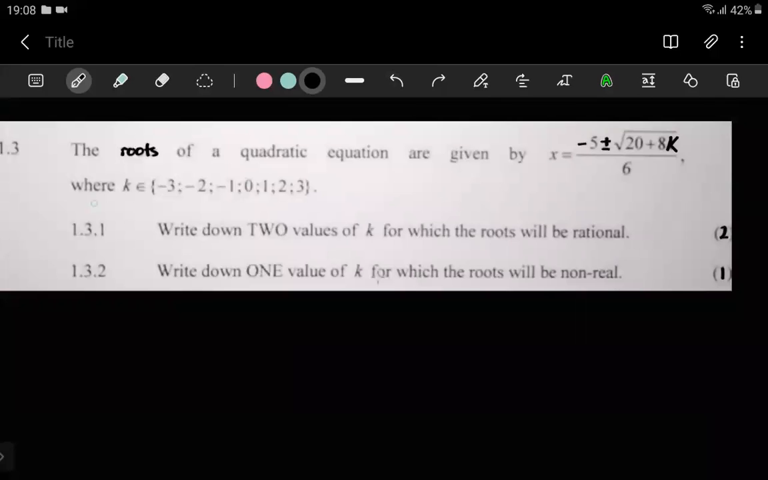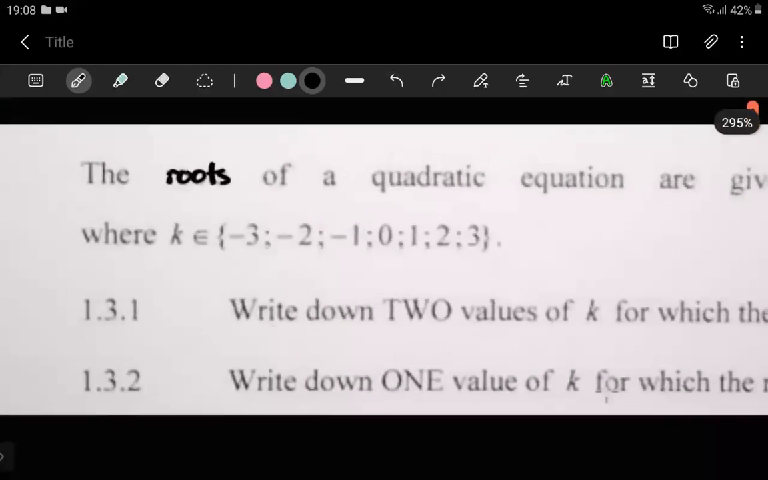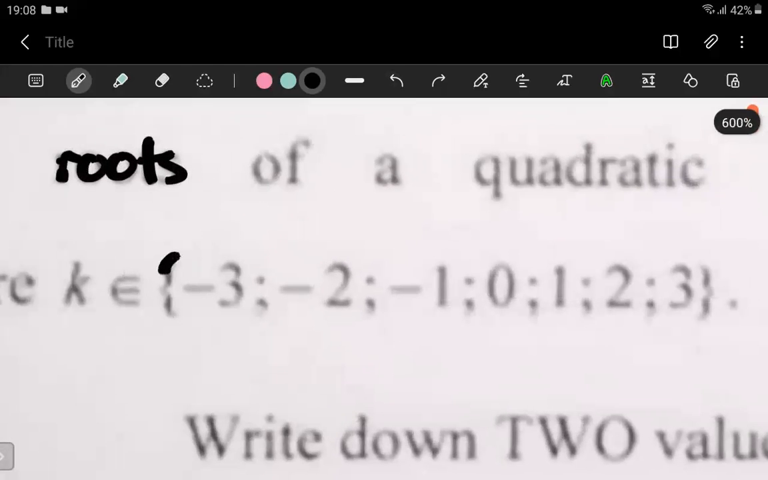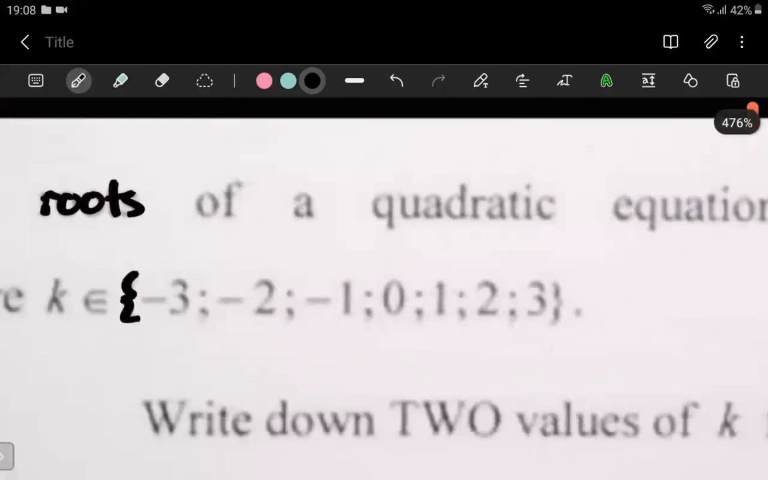Fortunately, here they're actually telling us what k can be. They say the roots of the quadratic equation are given by this, and here this is actually limiting what k can be. They said k can be any of these numbers. So remember, this is not including numbers between -3 and -2. This is specifically only pinpointing these specific integers.